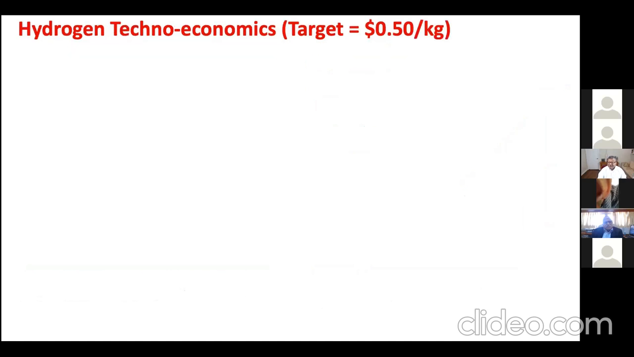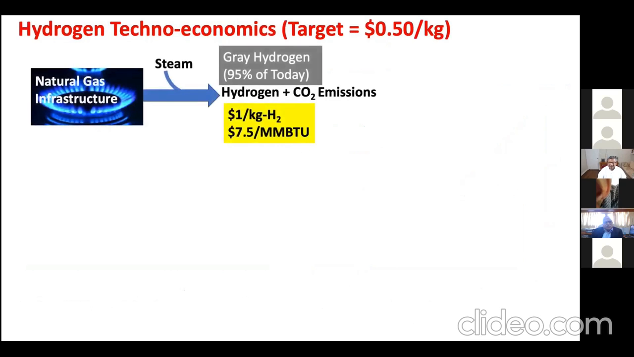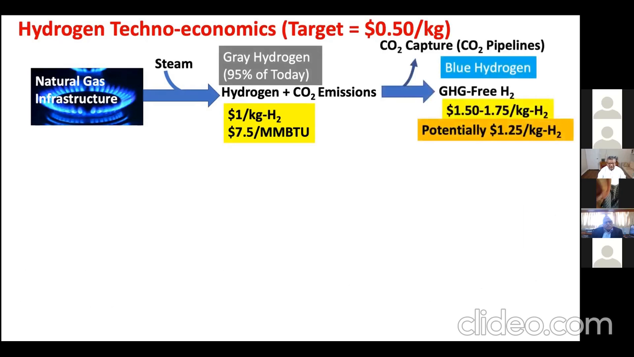Hydrogen is going to be a very important commodity. Today, it is expensive. You produce hydrogen mostly from natural gas and sometimes coal, and there are a lot of CO2 emissions. It's about $1 a kilogram, and we cannot get it down further, whereas the target really is about 50 cents a kilogram or so. And if you capture the CO2, the cost obviously goes up.